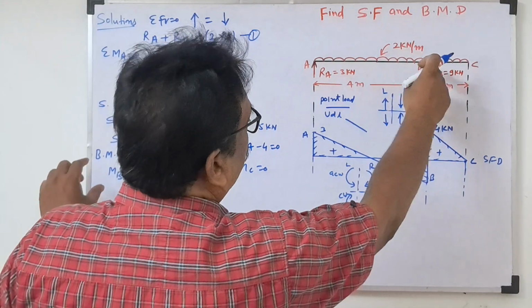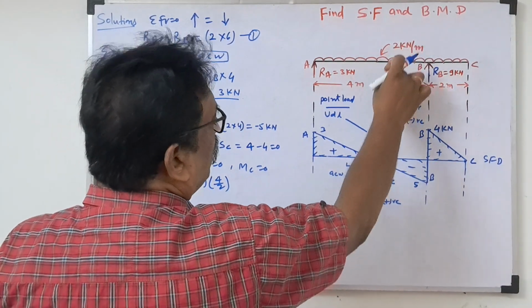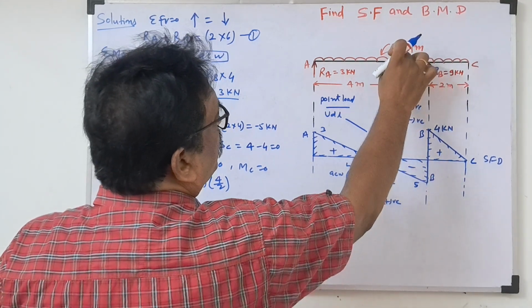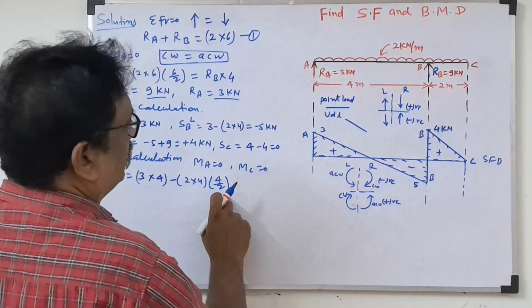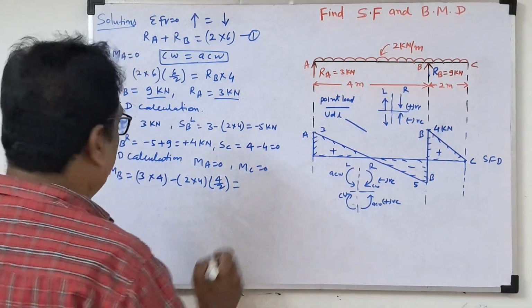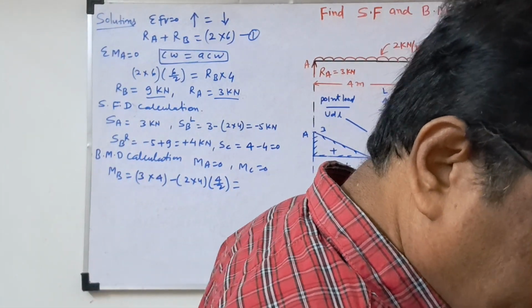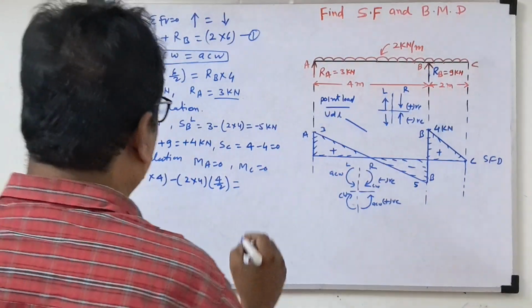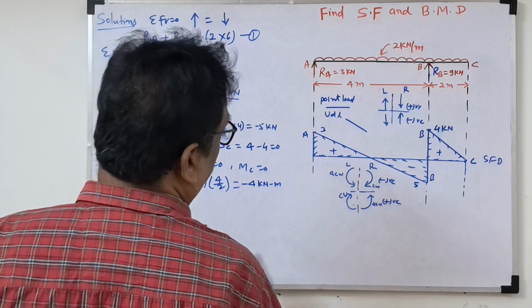Because once we are considering the UDL, as you know, the UDL is rectangular. So once we are finding the moment, we are taking the load, because it is kilonewton per unit length. So load means 2 into 4. Then the center of gravity point will be at the half distance. So we are taking this. If you calculate this, the bending moment at B will come. So how much did we calculate? 2 into 4 into 2, minus 4 kilonewton meter.